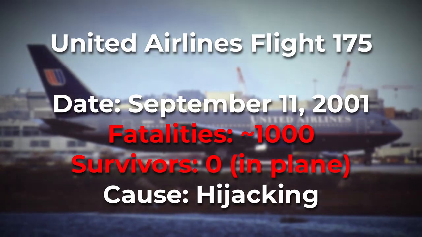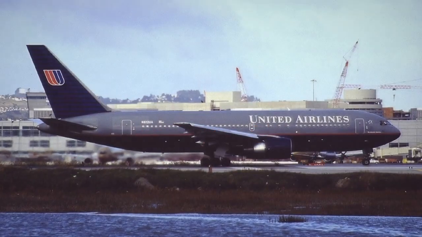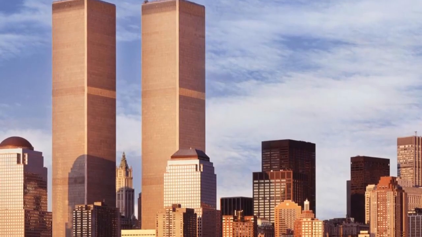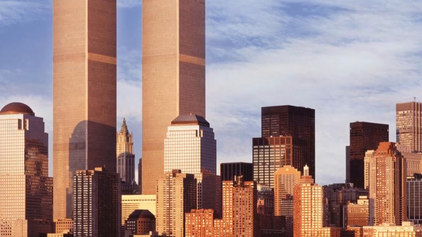United Airlines Flight 175 was a domestic passenger flight that was hijacked by 5 terrorists. On September 11, 2001, the Boeing 767-200 was deliberately crashed into the South Tower of World Trade Center in New York City, killing all 65 people aboard and an estimate of about 1,000 people in the building's impact zone.